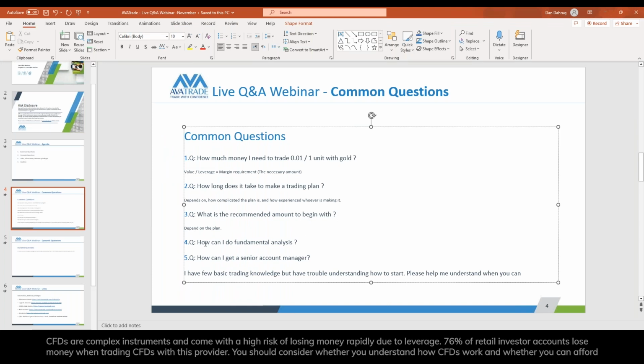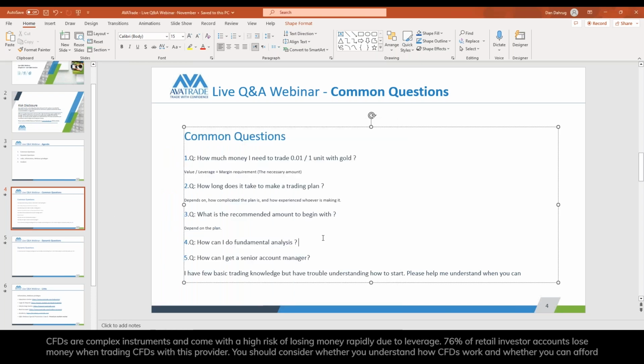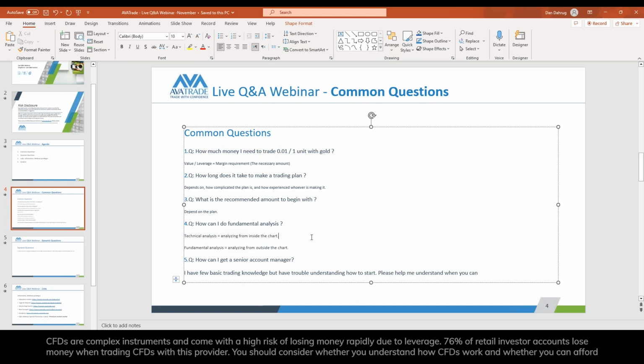Sorry, I nearly forgot. How can I do fundamental analysis? Okay, so fundamental analysis, right? So we have technical and fundamental analysis. Differences: technical is analyzing from inside the chart, and fundamental is analyzing from outside the chart. That means I can get information from all kinds of sources.